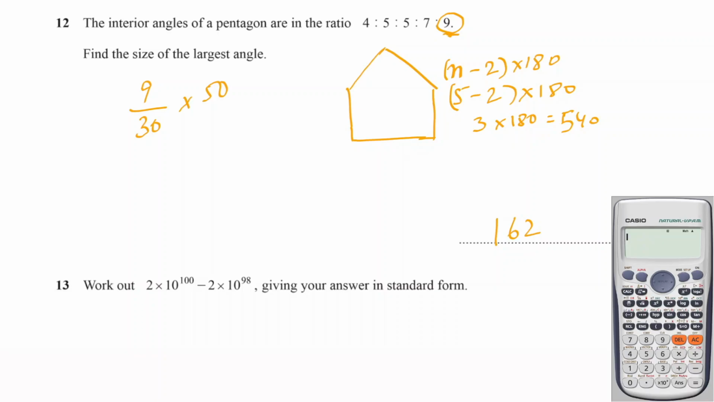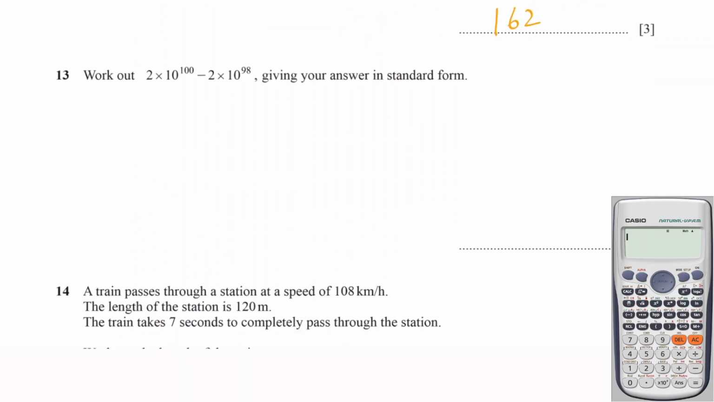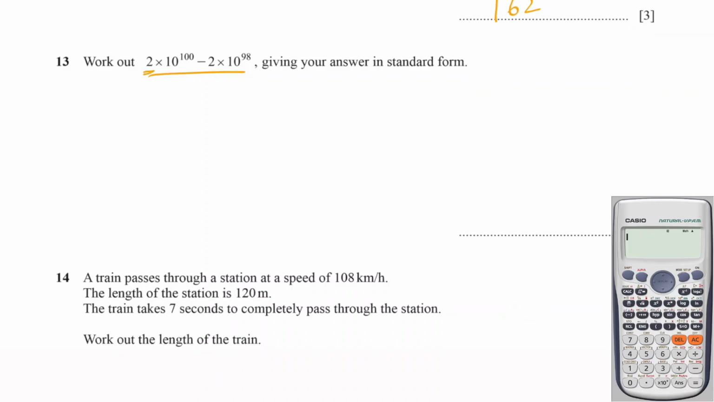Question number 13. Work out 2 into 10 raised to the power 100 minus 2 into 10 raised to the power 98. Okay, if you calculate these questions in your calculator, it will give you maths error or syntax error. So we have to do something actually. Here 2 is there, here also 2 is there, and here 10 raised to the power 100 is there, and here 10 raised to the power 98 is there, right? So we know that 98 power is common here and 2 is also common. So let's take out 2 into 10 raised to power 98 common out.